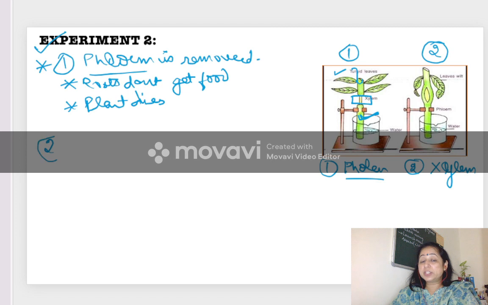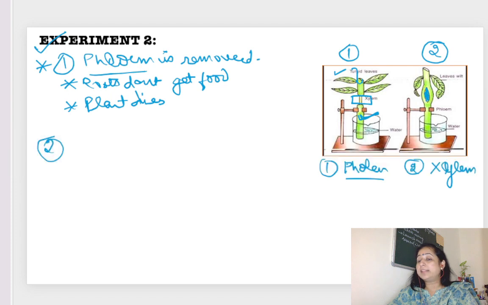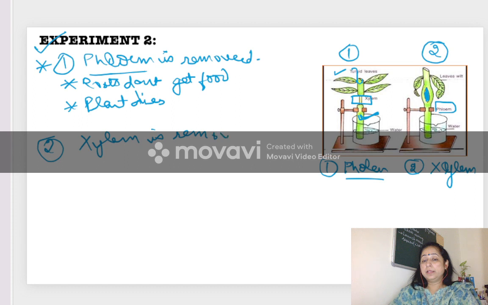Next setup is, if you see here, from the center the xylem has been removed. Here, this blue shaded part, that is the xylem which has been removed, and phloem we see here. Fine. So herein, what has happened? Xylem is removed.